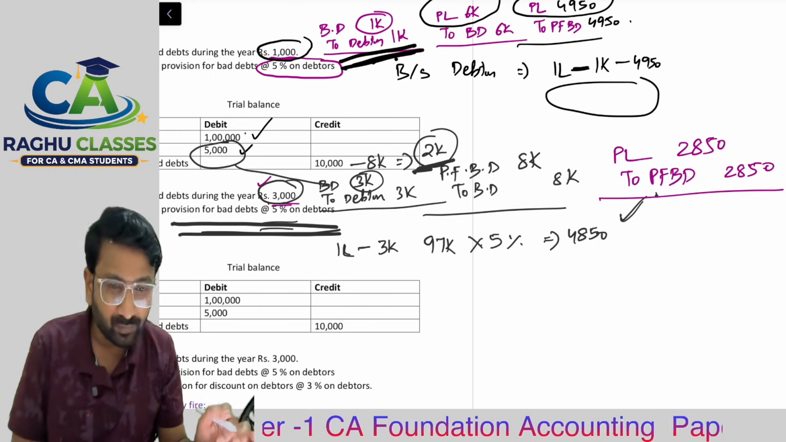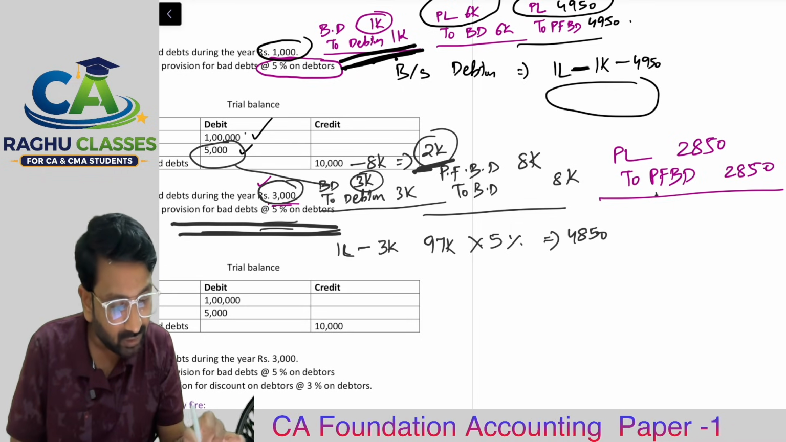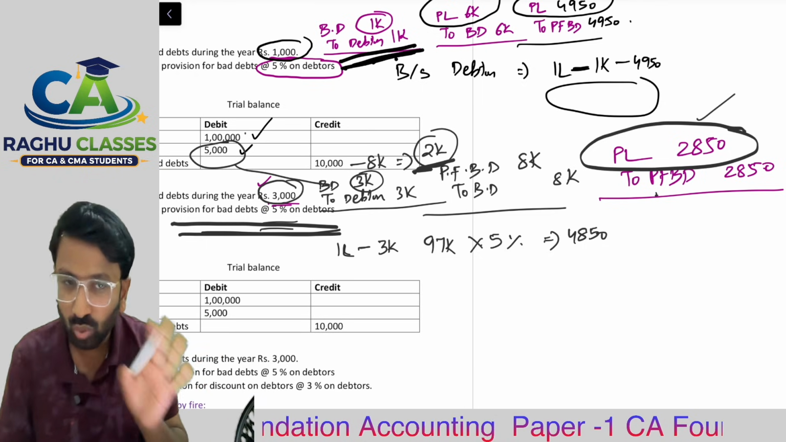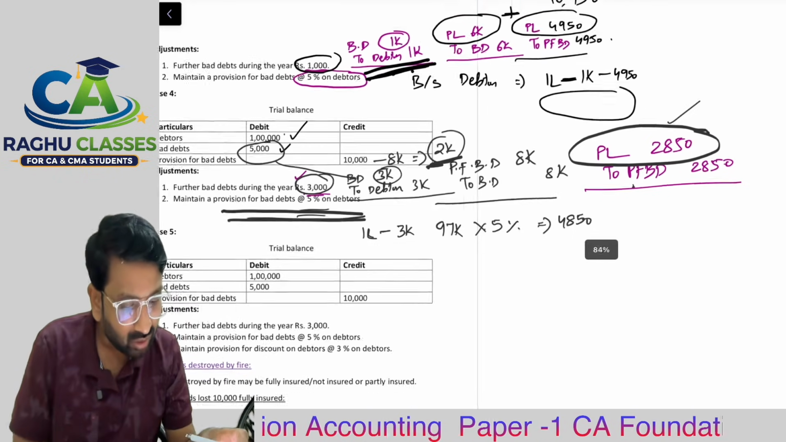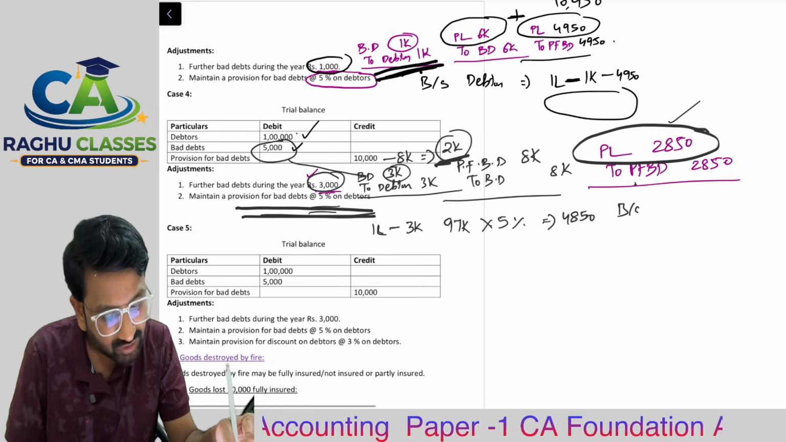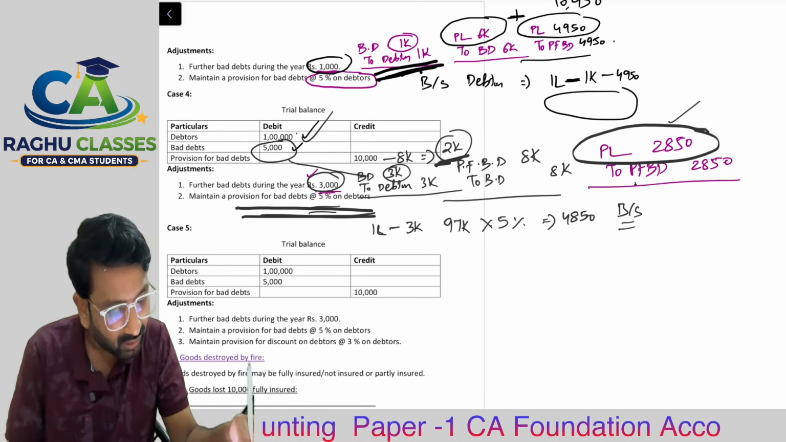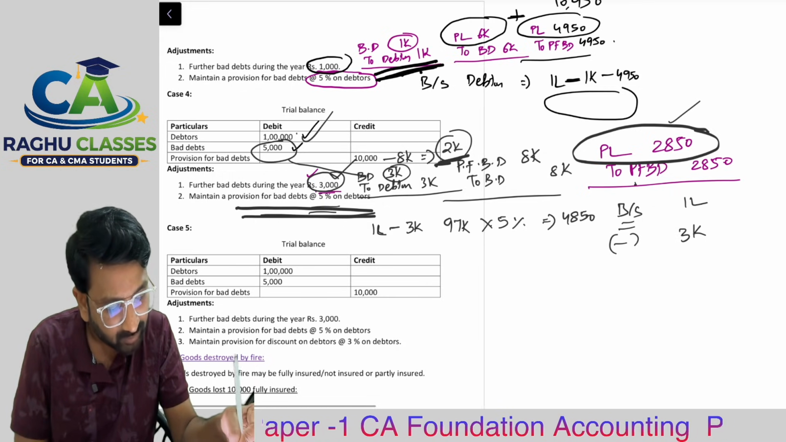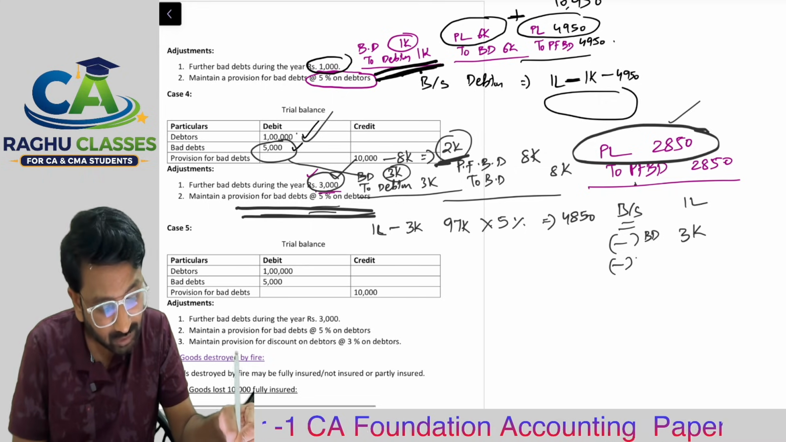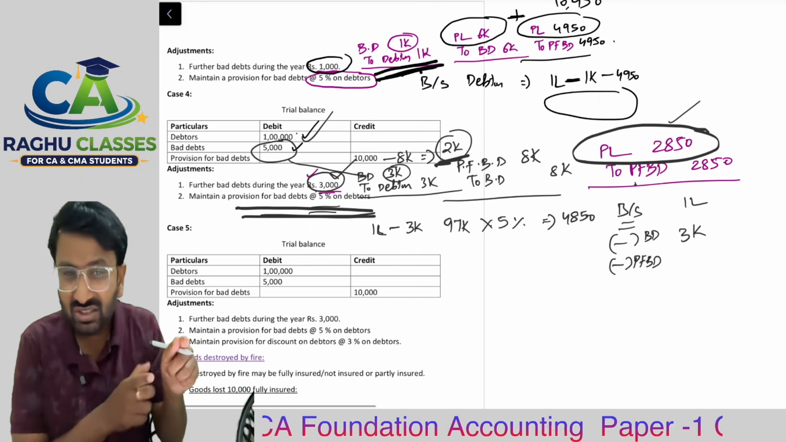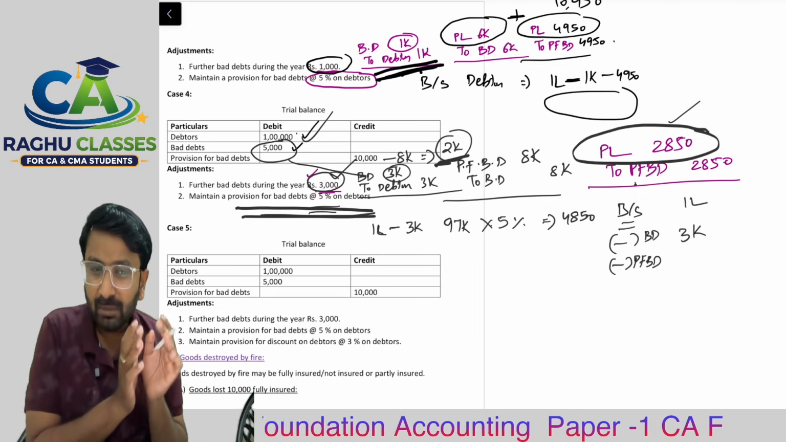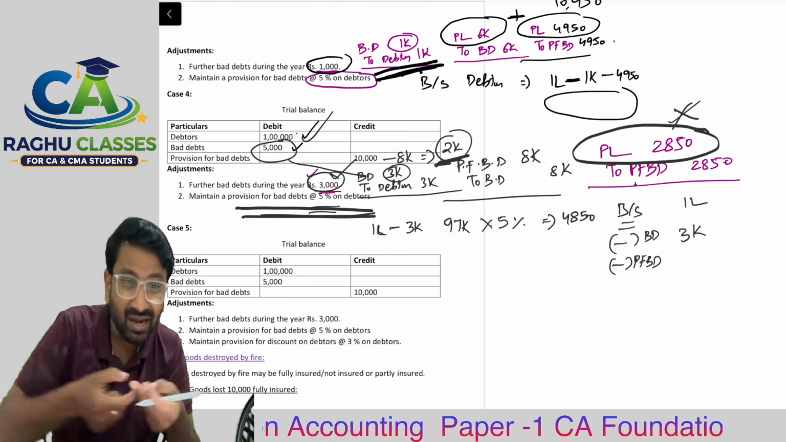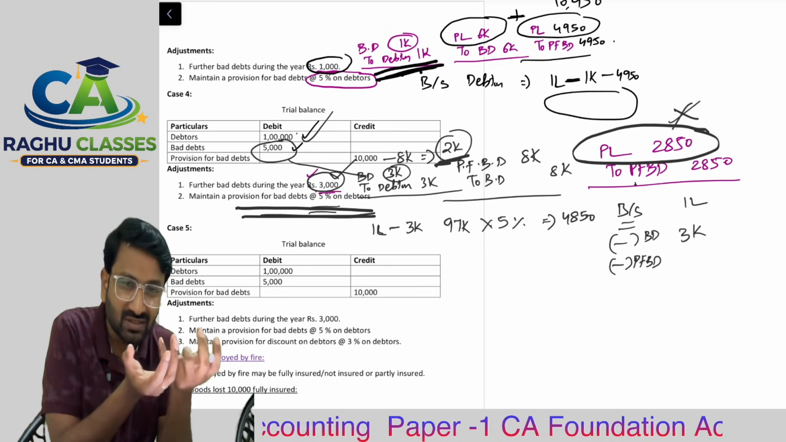Now, if you see the entries here, the P&L account is affected only here. So only in the P&L account, how much will come? 2,850 on the debit side. Only one effect. P&L account 2,850. In the balance sheet, your debtors will be 1 lakh minus outside bad debt 3,000, minus the provision for bad debt. When you're minusing this provision for bad debt in the balance sheet, you should never minus what you created. You should always minus the balance available. Balance sheet is a sheet which shows the balance that is available.